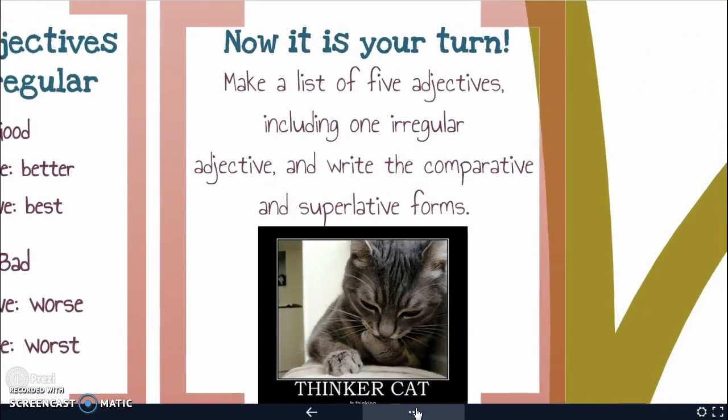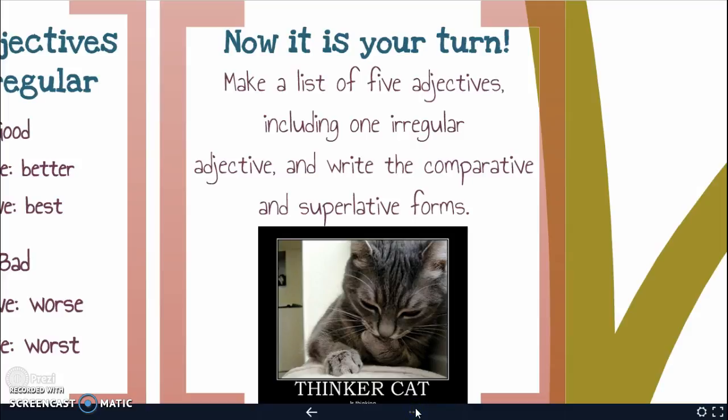All right, now it's your turn. So you need to make a list of 5 adjectives. This is at the bottom of your note sheet. So you're listing 5 adjectives and one needs to be irregular. So go ahead and do that first. Then what you want to do is write the comparative form of that. So either adding an ER or more in front of it, or the superlative form, where you're going to add EST or put most in front of it.